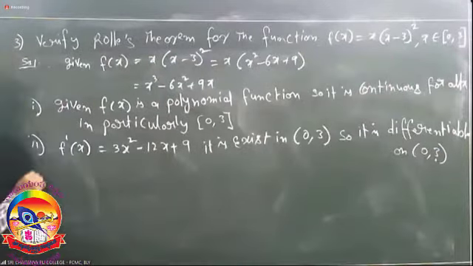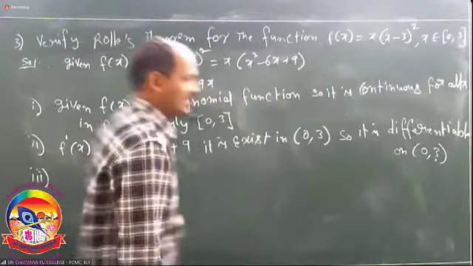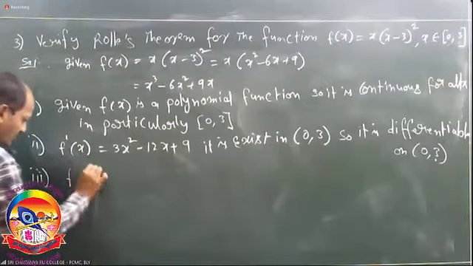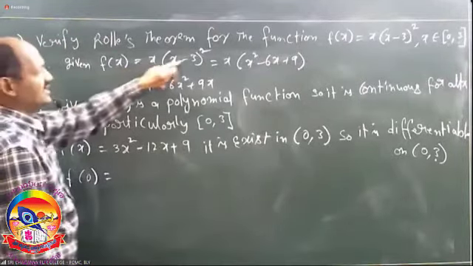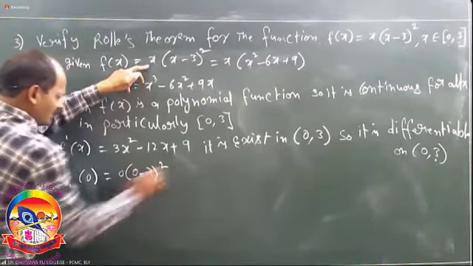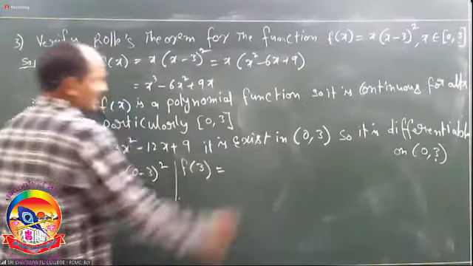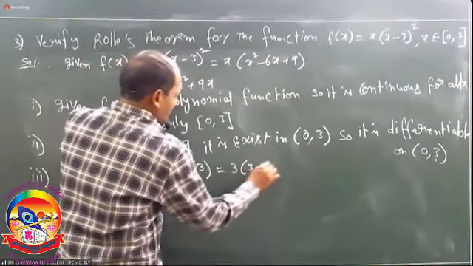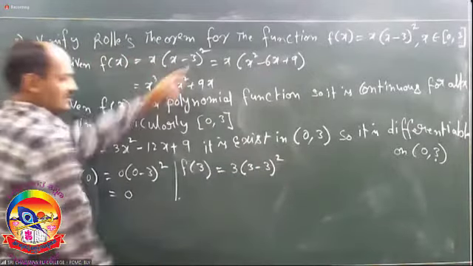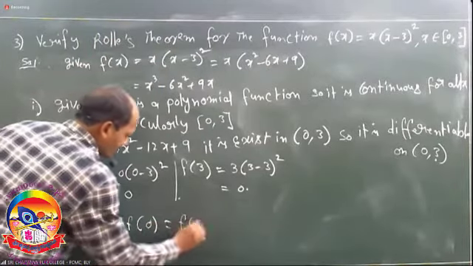Next, the third condition. What is the third condition? f of a is equal to f of b. What about a value? 0. B value? 3. Find f of 0. f of x equal to x into x minus 3 whole square. It is 0 into 0 minus 3. 0 into anything is 0. And f of 3 is 3 into 3 minus 3 whole square. It is also 0. So f of 0 is equal to f of 3.